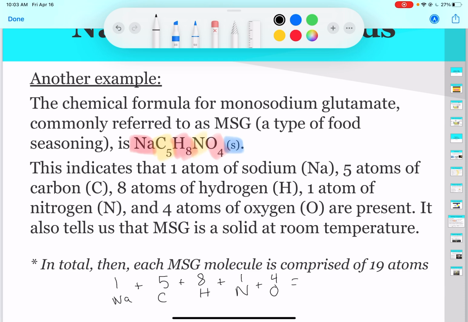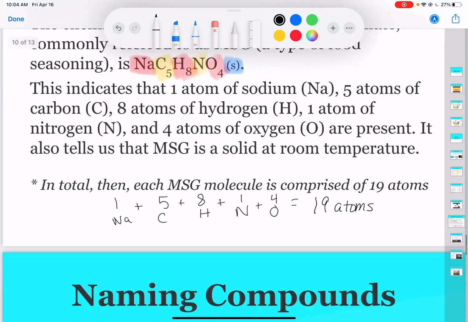So if we add that together, 8 plus 5 is 13. Plus 1 is 14, 15, 16, 17, 18, 19. So 19 atoms in total in MSG. Okay? So that's how we're finding out how many are in there.